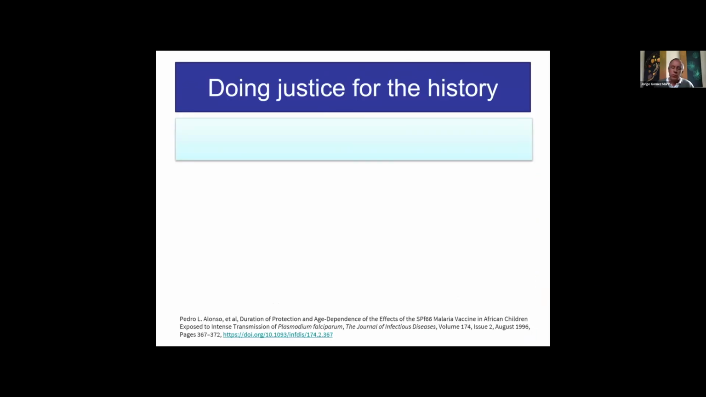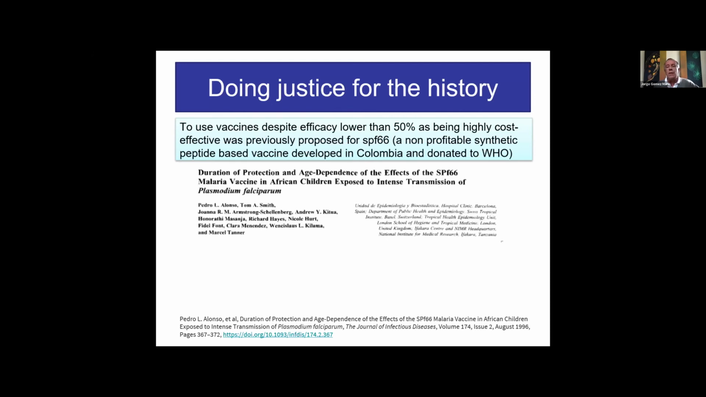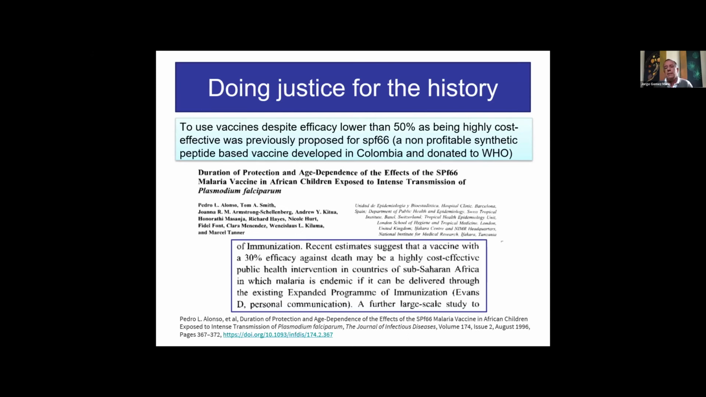For me, it's also important to do justice to history, because maybe you have heard about the vaccine developed by the Colombian group led by Dr. Patarroyo, a pioneer in peptide-based vaccines. His vaccine achieved a low efficacy of only 30%, and he donated this vaccine to the World Health Organization. This was proposed in 1996 by the same Alonso that leads the program of the malaria vaccine currently approved. And at that time, 1996, he also suggested that a vaccine with a low efficacy such as 30% can be cost effective. So you can see that even a vaccine with a low efficacy can be useful in terms of public health objectives.